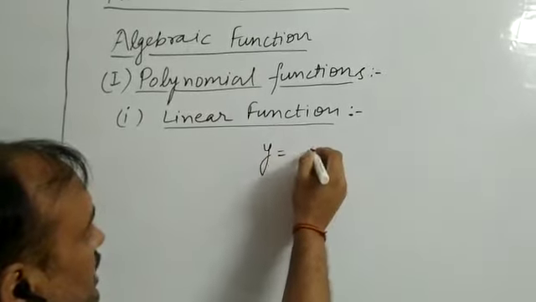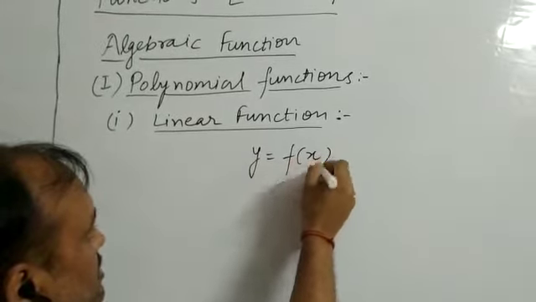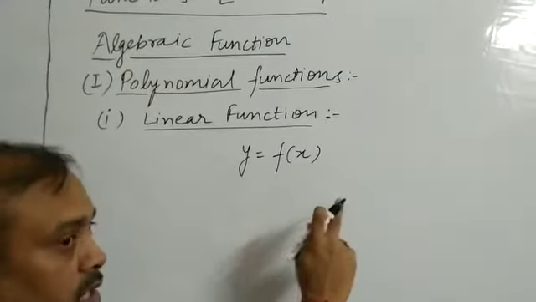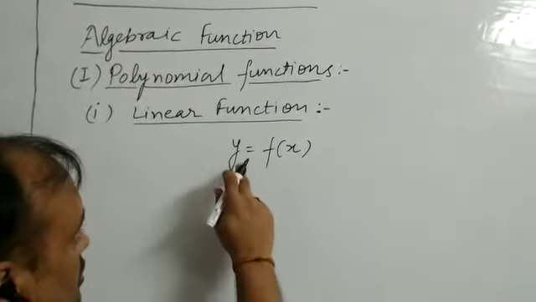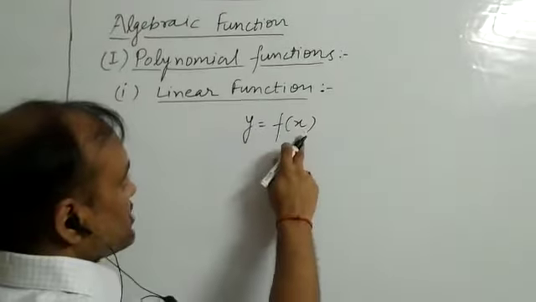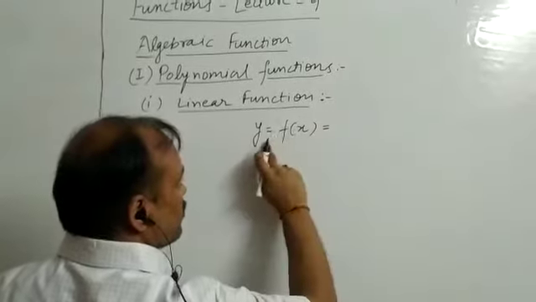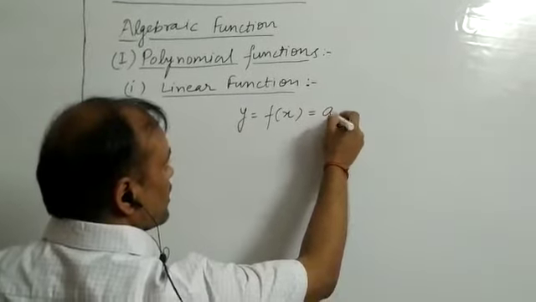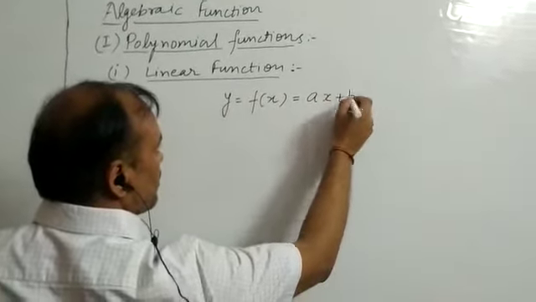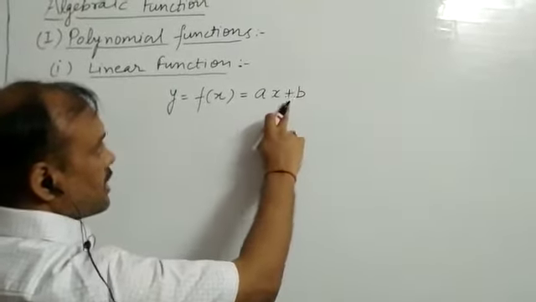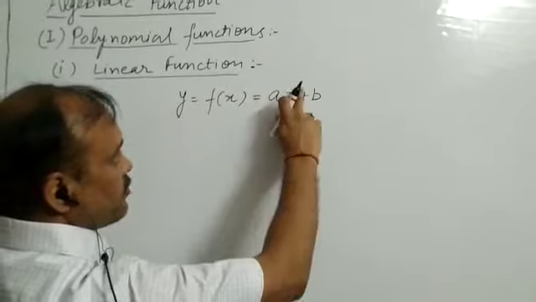If we write down y equal to f(x), what does it mean? You just try to get the meaning of whatever I am writing on the board. y is equal to f(x) means y is a function of x such that y is equal to ax plus b. Now this is a polynomial in x and the highest power of x is 1.